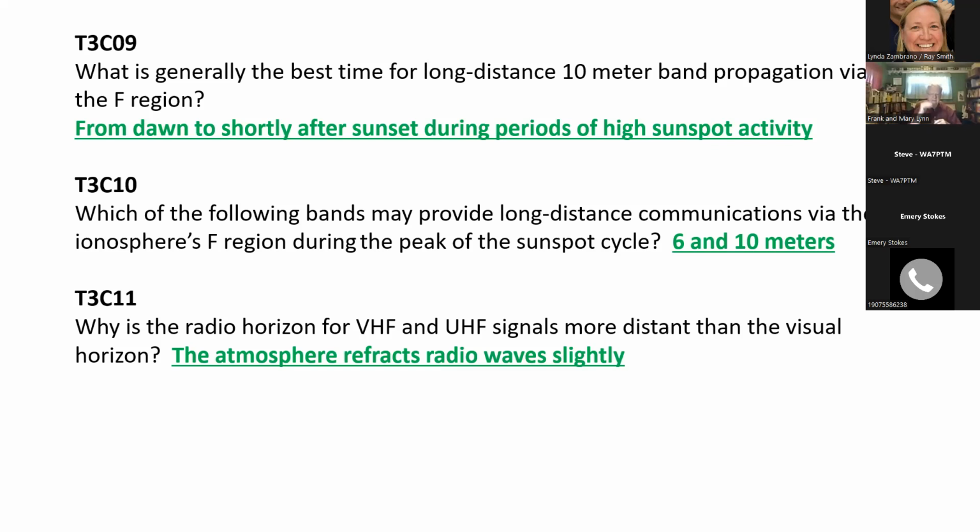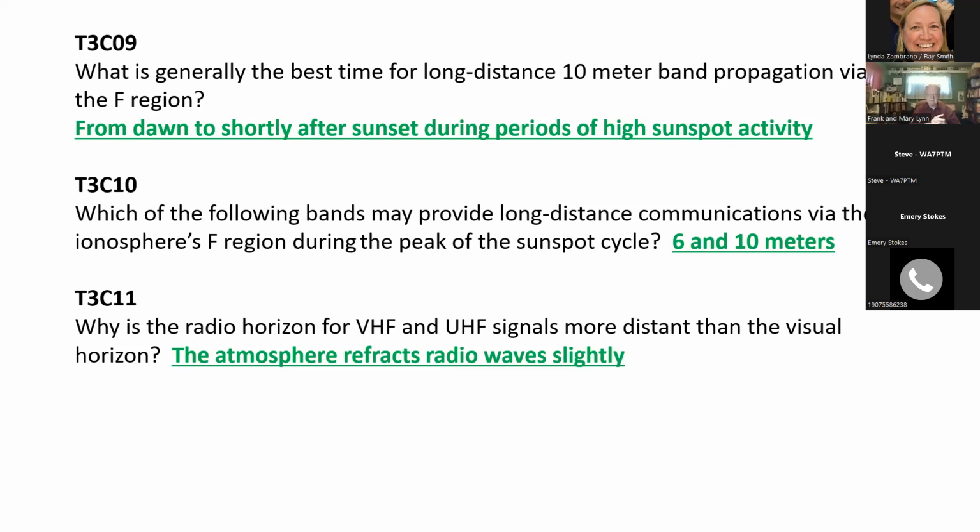So that period is going to be the best for long distance 10-meter band propagation, which is why 10 meters is a lousy band to use during the solar minimum, when you have the fewest number of sunspots. Solar maximum, it's fantastic. You can actually do 10 meters almost around the world. But in solar minimum, which we just came out of, it's not that great.